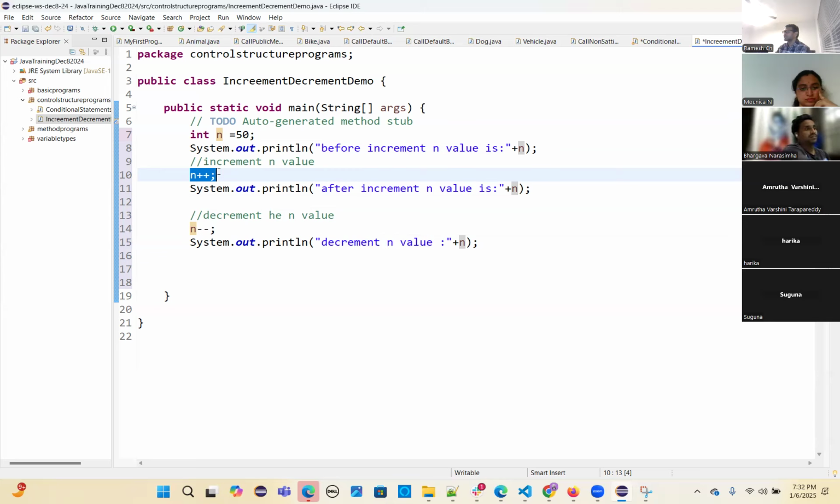Plus plus means only by one. It will add one to the current value. What is the current value of n now? 50. 50 plus plus means plus 1, so the value here is 51. Now what are you doing here? Minus minus. So what is the current n value? 49.